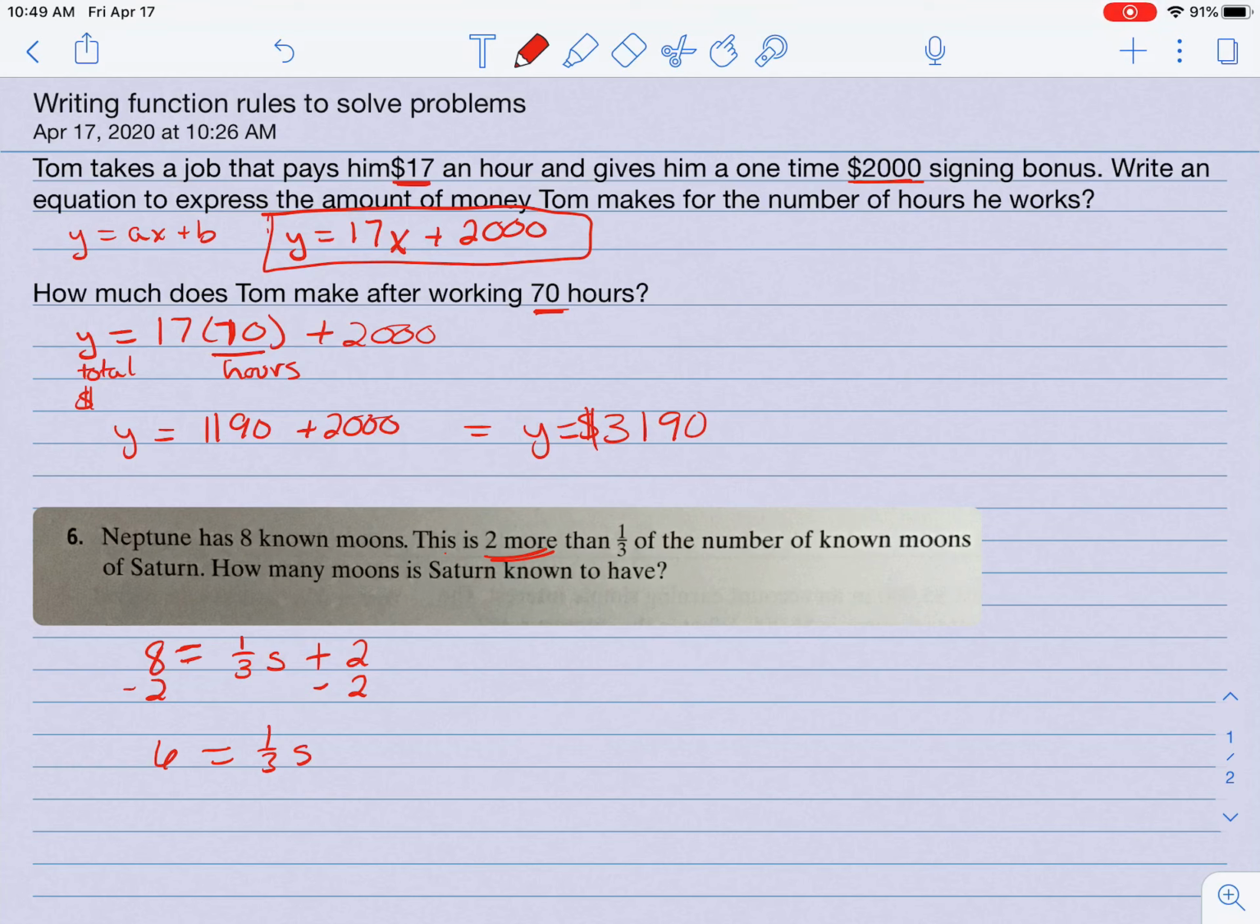And now our last step to solve for S and get S by itself is we have to divide by the number in front of S. But when you divide by a fraction, it's the same as multiplying by its reciprocal.